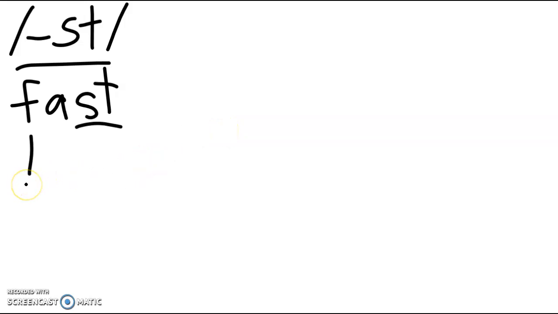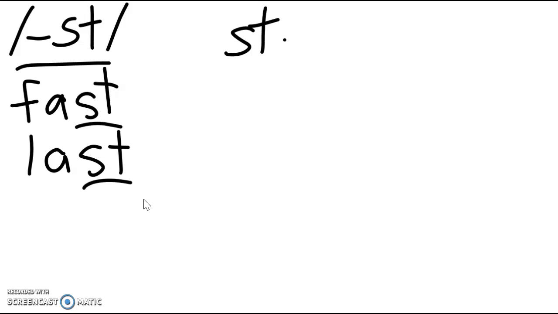Sound. Ooh. Sound. Ah. Sound. St. Let's blend. Ooh, ast. Word. Last. We're also going to do st words with letters after the st instead of before. Here's words with letters before the st. We're going to do some with letters after st. Okay, here we go.